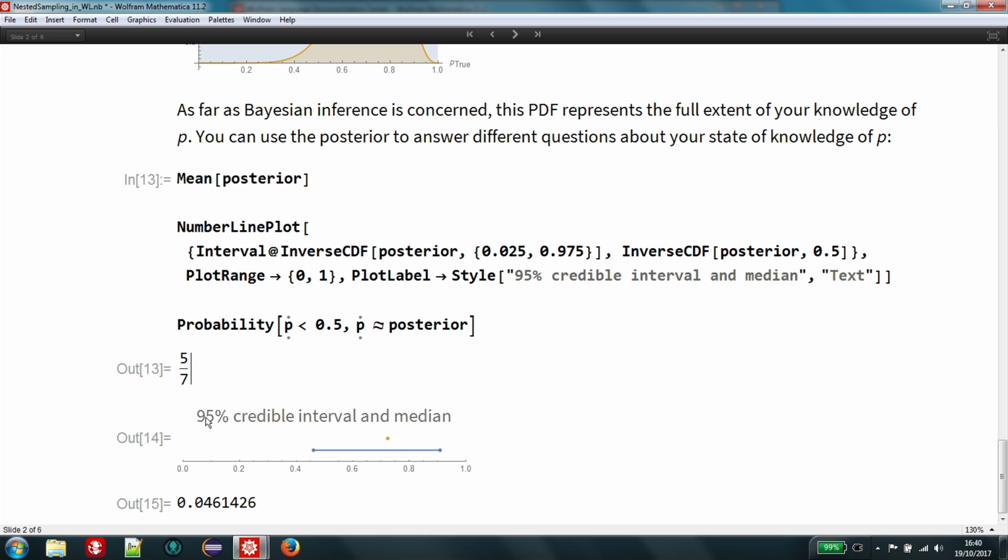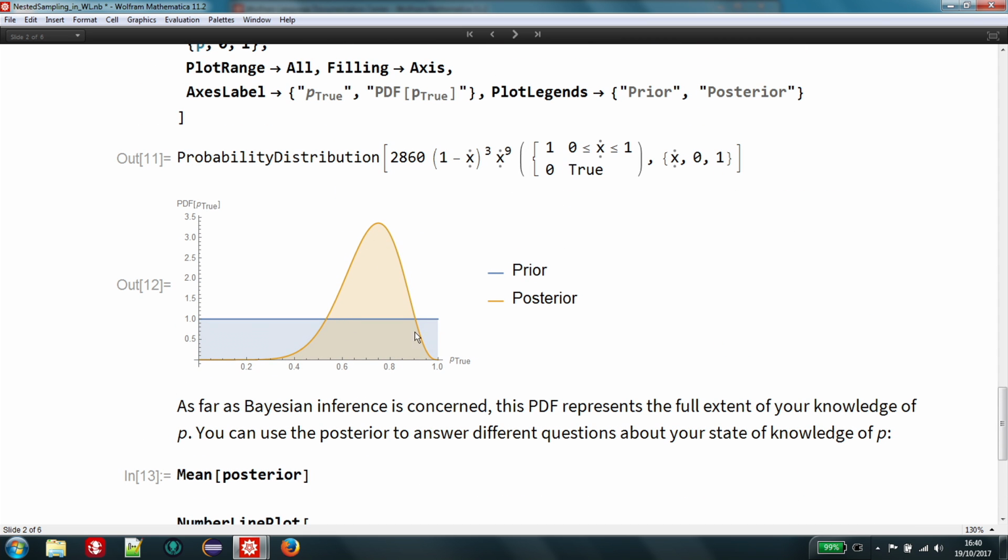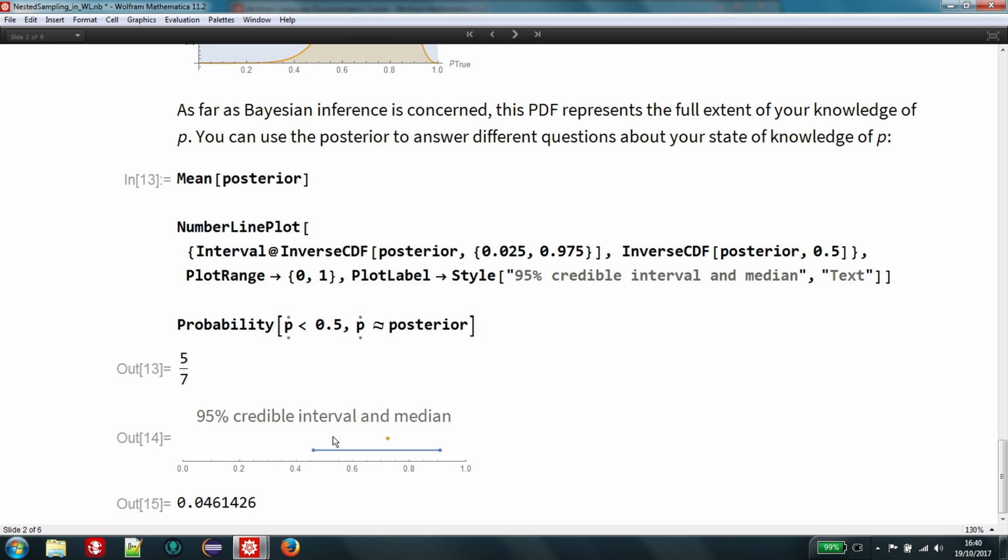We can create what's called a credible interval. This is not the same as a confidence interval, but a credible interval is basically an interval that contains 95% of this posterior. So this kind of gives you error bars on where your p-value might be. And you can ask other questions like, what's the probability that the p-value is actually still less than a half? And you can see that's 4.6%. So these are the kind of things you can do with Bayesian inference.